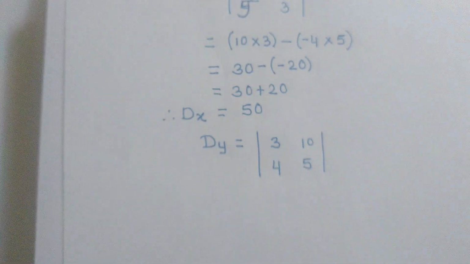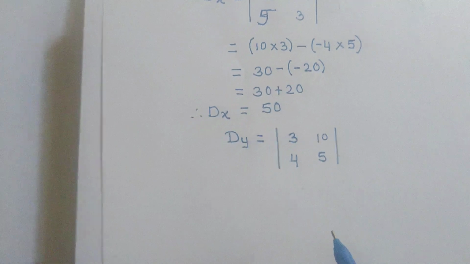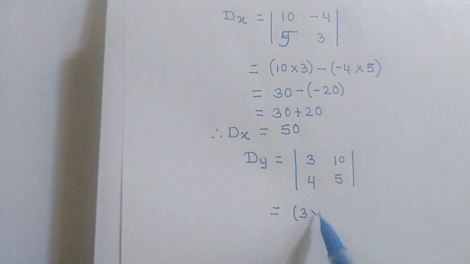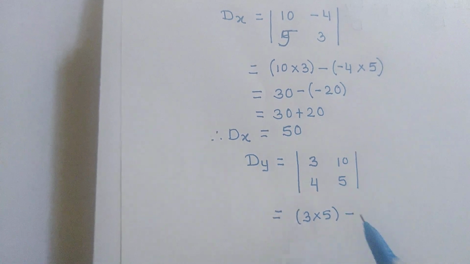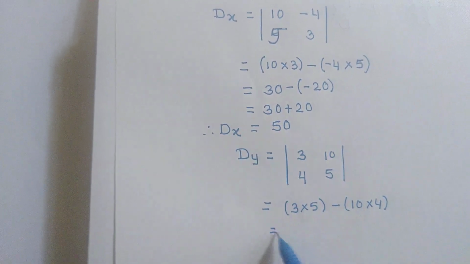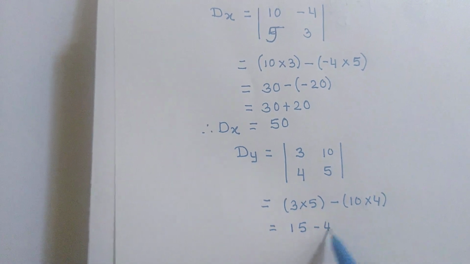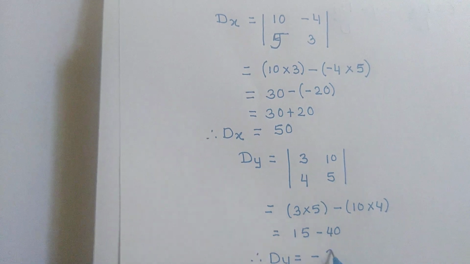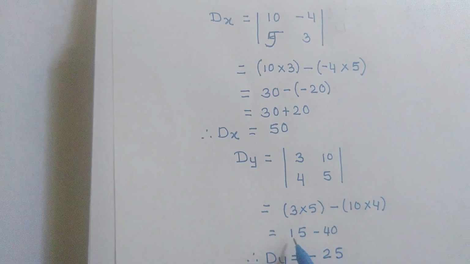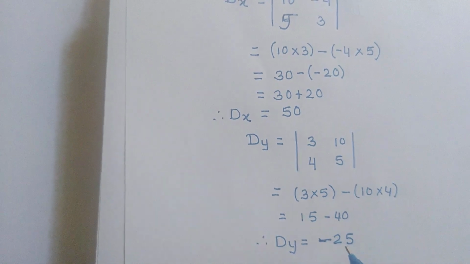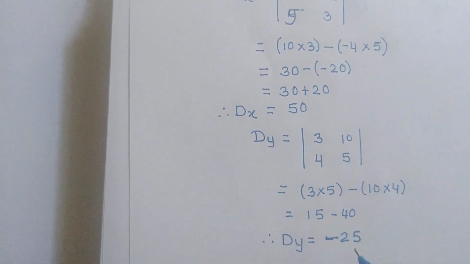We know how to solve the determinant. We have to take the cross multiplication step. So our step will be 3 into 5 minus 10 into 4. This gives us 15 minus 40. So therefore Dy is minus 25. From a smaller number we are subtracting a greater number, so a negative sign is given to the solution.